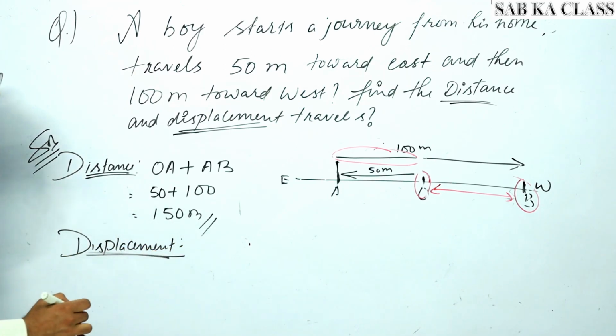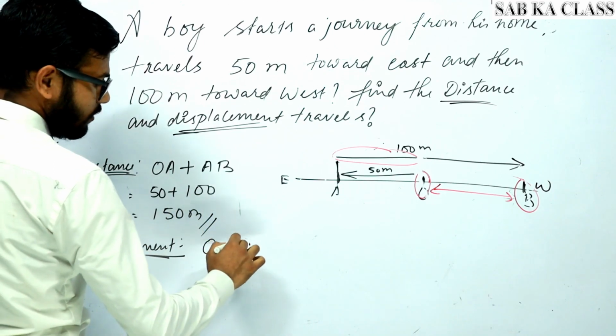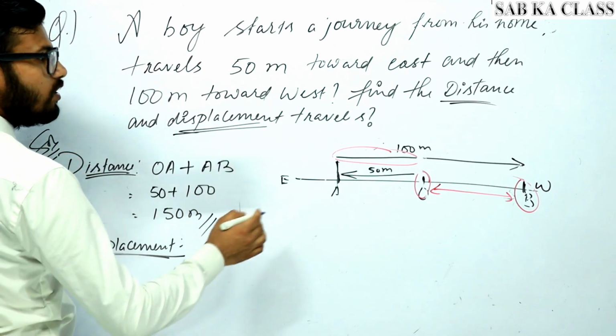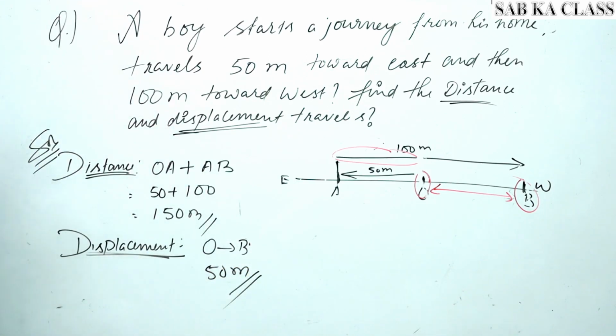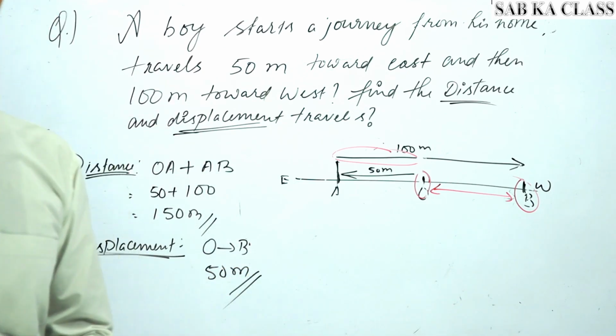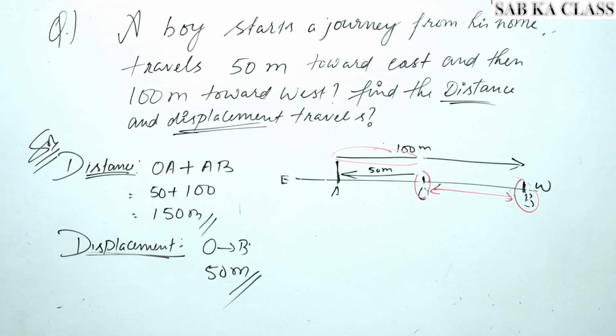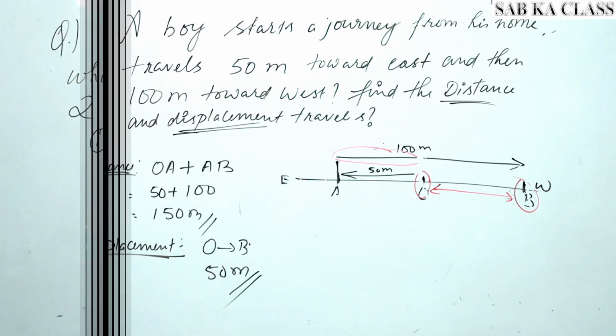Displacement is from O to B, that is OB, that is 50 meter. I hope it is clear, my dear. So very simple and easy, is not it? So now let me give one more little higher level question. Let me see how much you can deal with it.